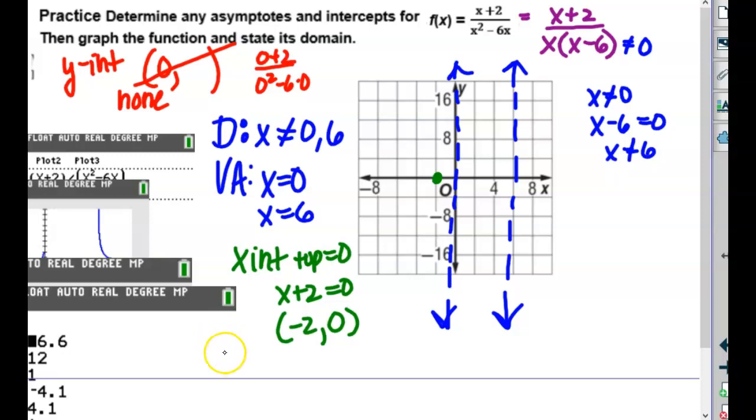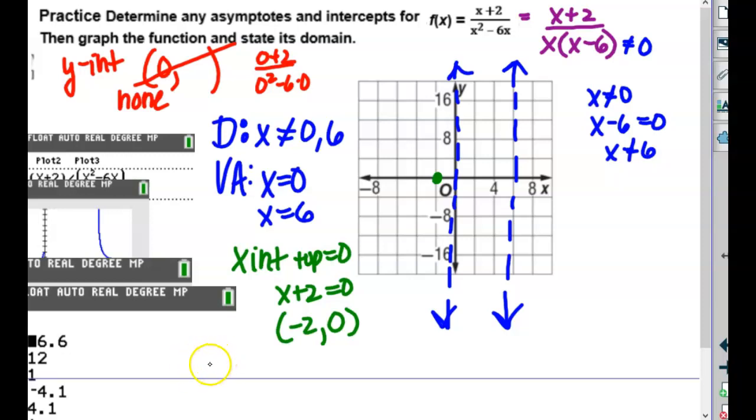Now, what do we got left? That top heavy, bottom heavy business, right? That's the last thing on our list, or did I miss something? It's the last thing? Okay. So the end behavior or horizontal asymptote of some kind is the last thing on our list.